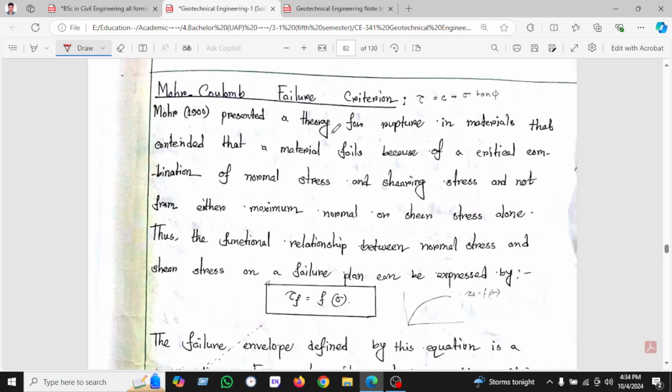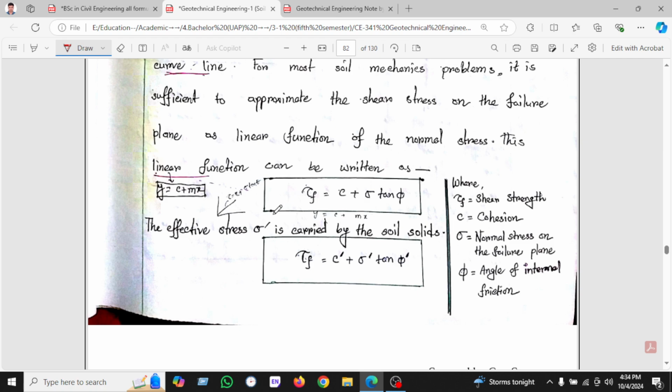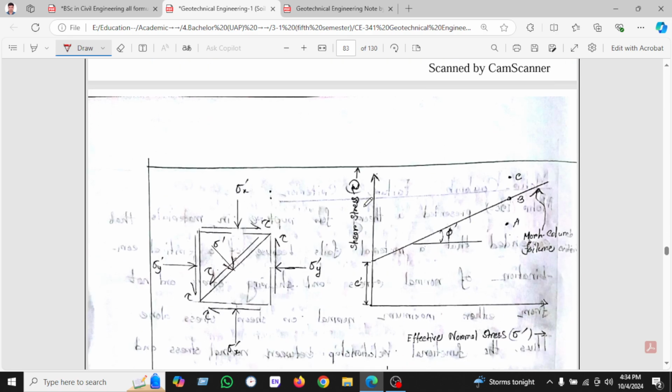The Mohr-Coulomb presents the theory of the rupture of a material, where the criteria involve normal stress and shearing stress, not the maximum. So the Mohr-Coulomb failure is tau equal to c plus sigma tan theta. This also comes from a linear function. We know y equal to c plus mx. So this is the basic form, coming from tau equal to c plus sigma tan theta.